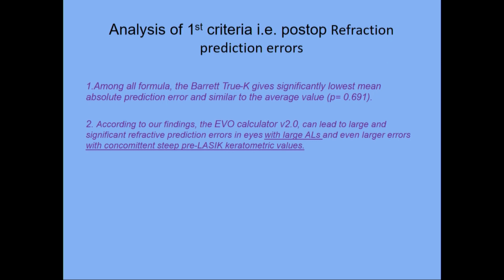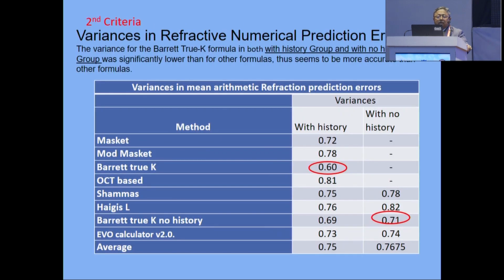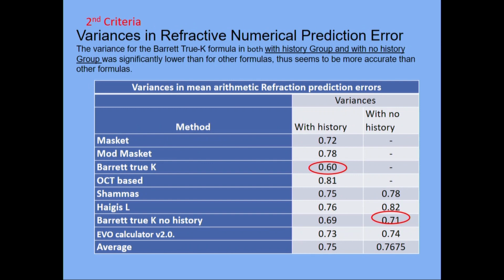According to our finding, the EVO calculator can lead to large and significant refractive prediction error in eyes with large axial length, and even large error with concomitant steep pre-operative keratometric values. The second criterion is variance. Here again, the Barrett 2K and the Barrett 2K history gives the smallest variance.